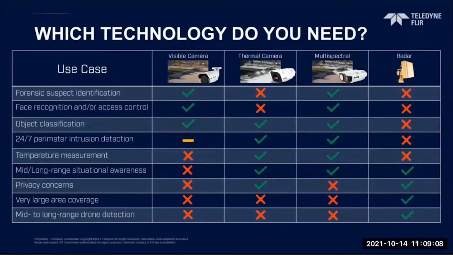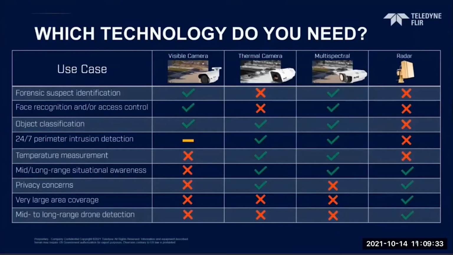And what you can see here is the visible cameras on the left-hand side, well, they're really good at forensic suspect identification, face recognition, object classification, right? Because they can see those things. Down below, however, they're not so good at those other things because they're not really designed to do that. And that's why we need the layers, right? One layer is never going to be a good solution on your perimeter. Adding multiple layers to your solution, of course.